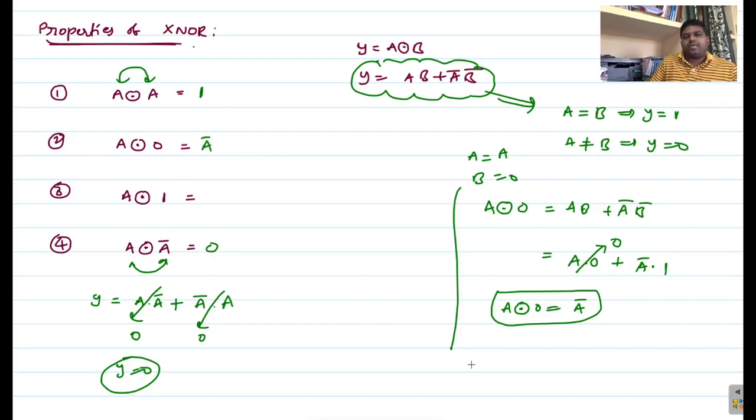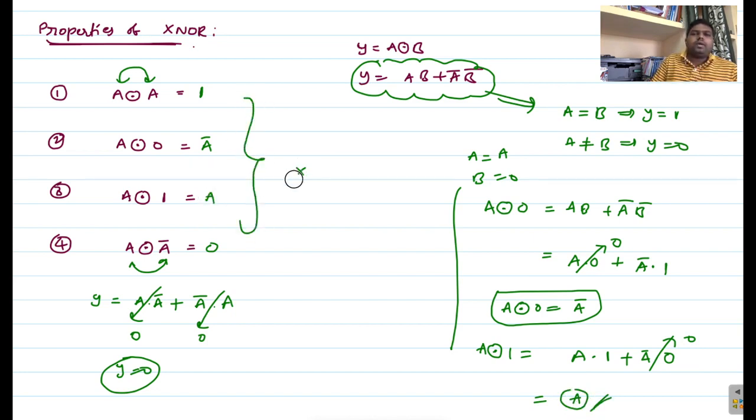In the same way you can perform A XNOR 1. In that case, A into 1 plus A bar into 0, this will become 0, so you will get A. So these are the properties of XNOR logic, otherwise XNOR gate.